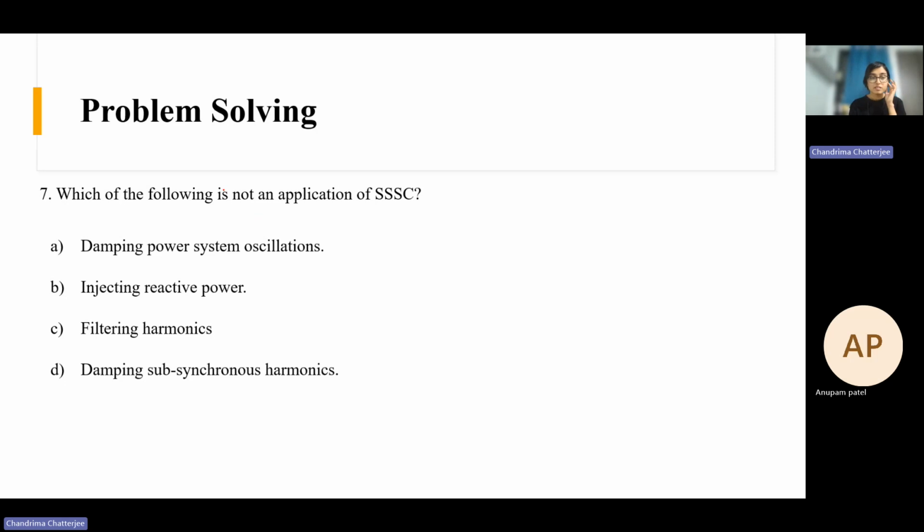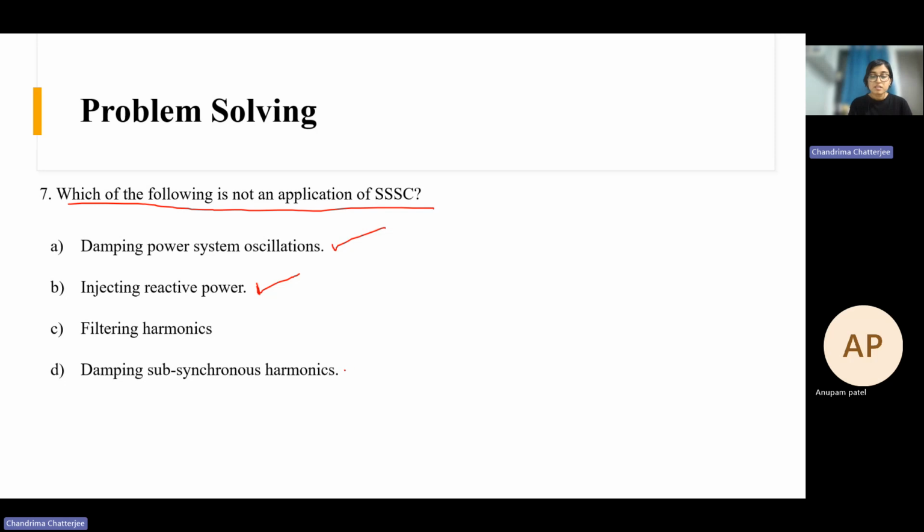Question number 7. Which of the following is not an application of SSSC? First is damping power system oscillation, injecting reactive power, filtering harmonics, and damping subsynchronous harmonics. So SSSC can damp power system oscillation. That is an application. Obviously, injecting reactive power is an application. This is the main purpose of employing the SSSC. Filtering harmonics, then damping subsynchronous harmonics.